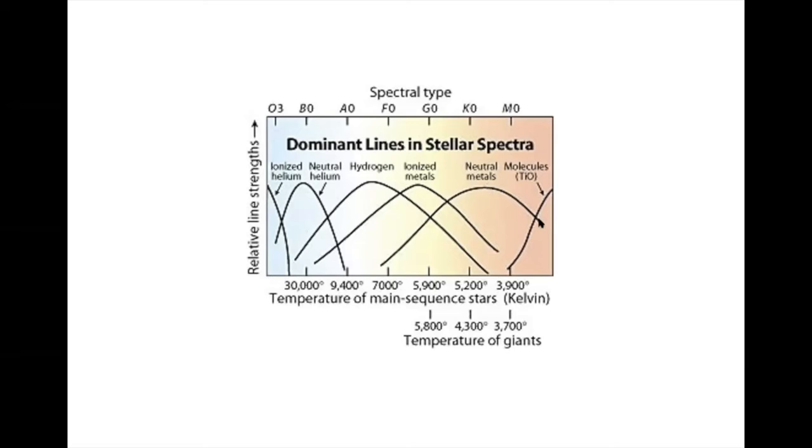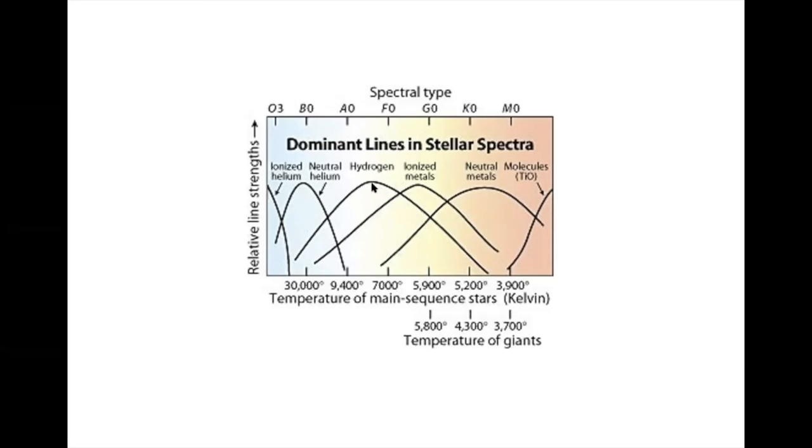As you increase the temperature, then you start to have lines of the neutral metals. As you increase the temperature from the K-type to the G-type, you start ionizing the metals, so their relative line strength goes down, and you start to see the lines of ionized metals. That's why G-type have the ionized calcium lines being so prominent. At the F-type, you start ionizing the metals so much that their lines go down, and you start to see the rise of the hydrogen lines.